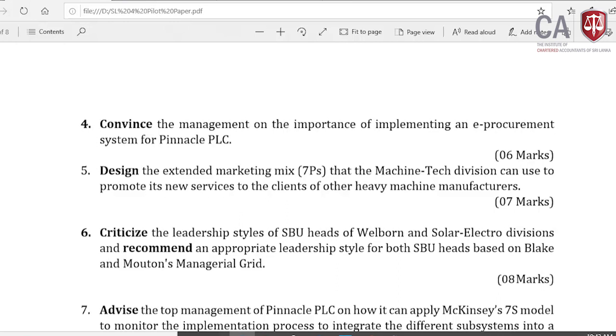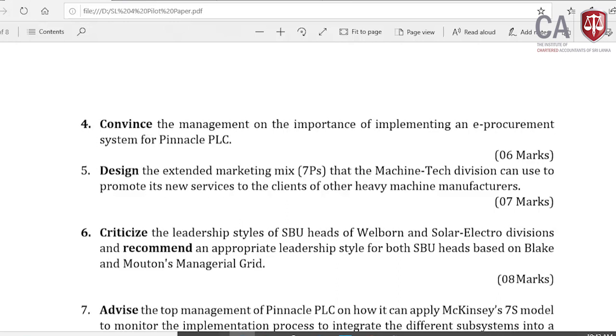Then 5, design the extended marketing mix that the machine tech division can use to promote its new services to the client of other heavy machine manufacturers. That is based on marketing part. 4 Ps, that is marketing, chapter number 10. Then 3 additional Ps that was discussed in the chapter number 11, further aspects in marketing and value creations.